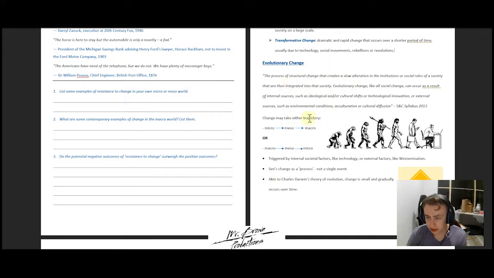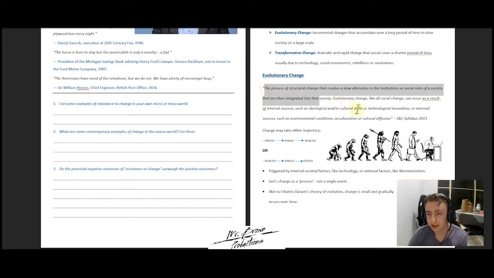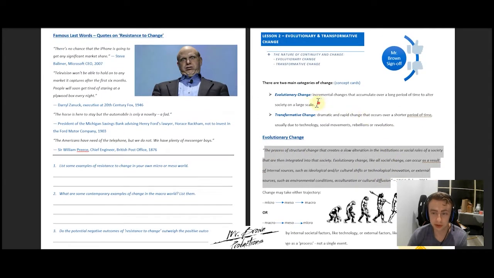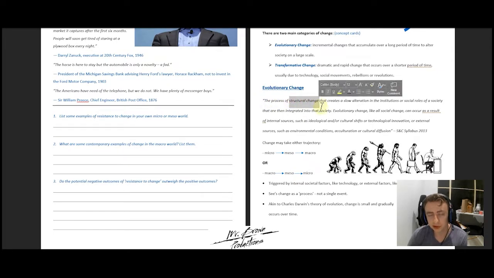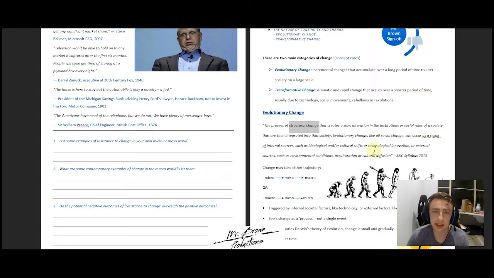We're going to start looking at evolutionary change briefly here. The Society and Culture syllabus gives it quite a long definition. I've given you my own version here, which is a little bit shorter, but they say it's a process of structural change. So when you see structural change, we're looking at structures within society, at a micro, meso, and macro level, but more typically at a meso and macro level.